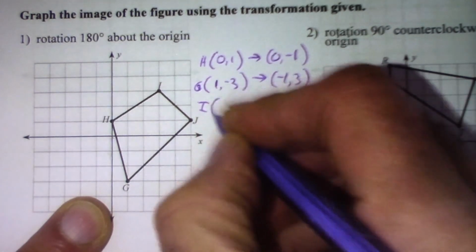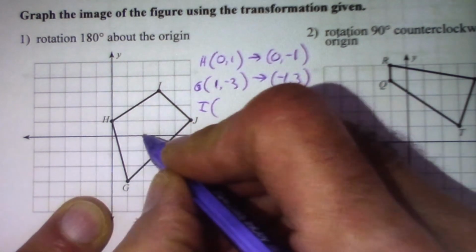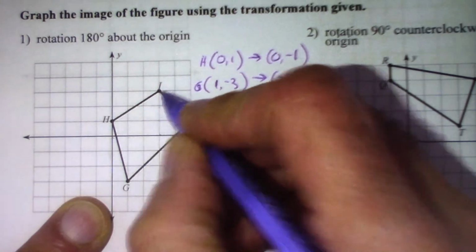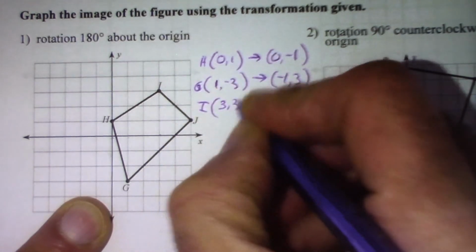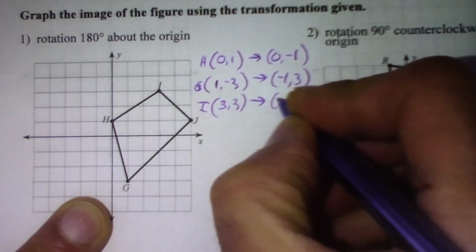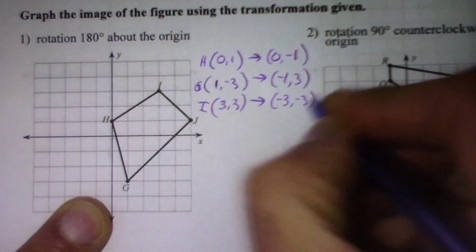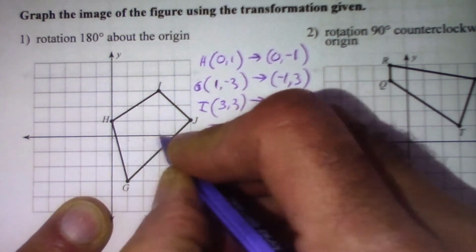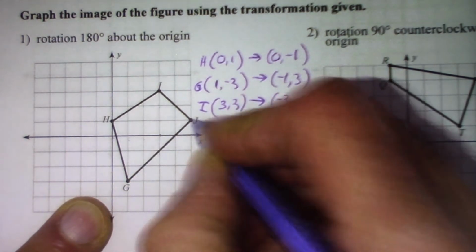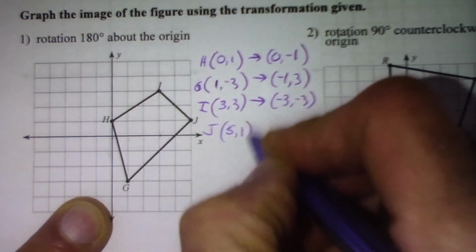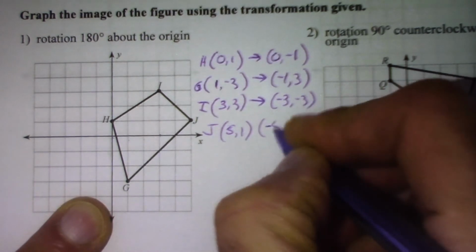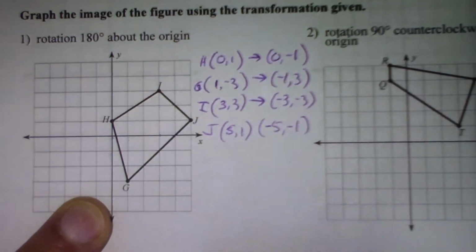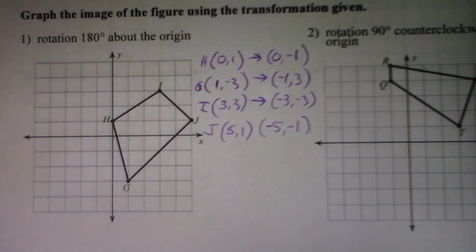Point I, I went out of order here, guys, sorry. So I is at 3, 3, which means I is going to be -3, -3. And then J is at 5 and 1. So J is going to be -5, -1. Okay? So now let's plot them.